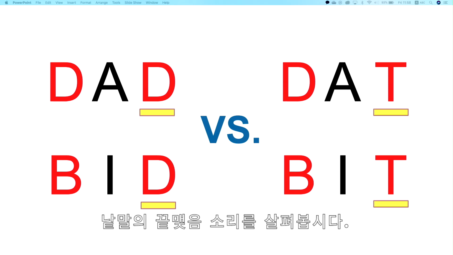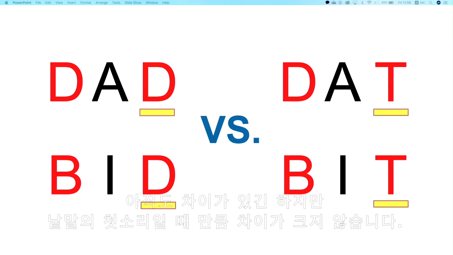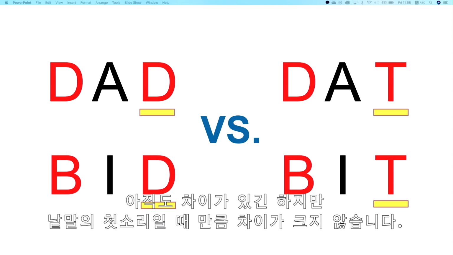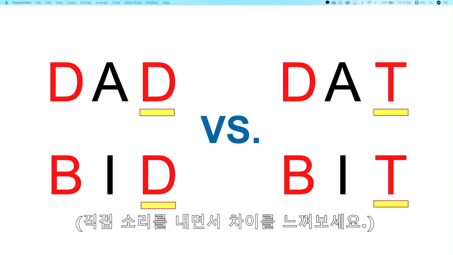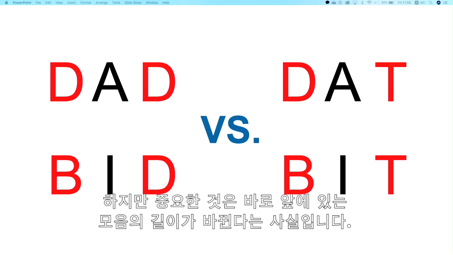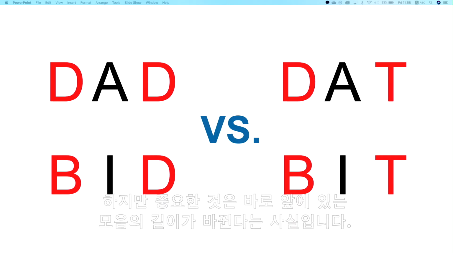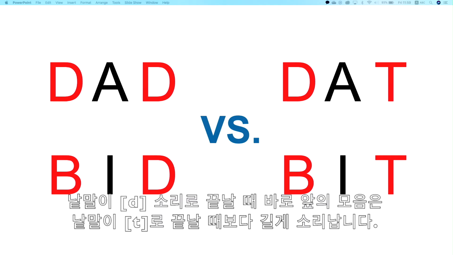Think of the end of the sound. Though there's still difference, but it's not that big as the sounds are placed at the beginning of the words. But what you really need to know is the vowel length is changing now. When the words end with D, you should sound the vowel a little bit longer than the words end with T.